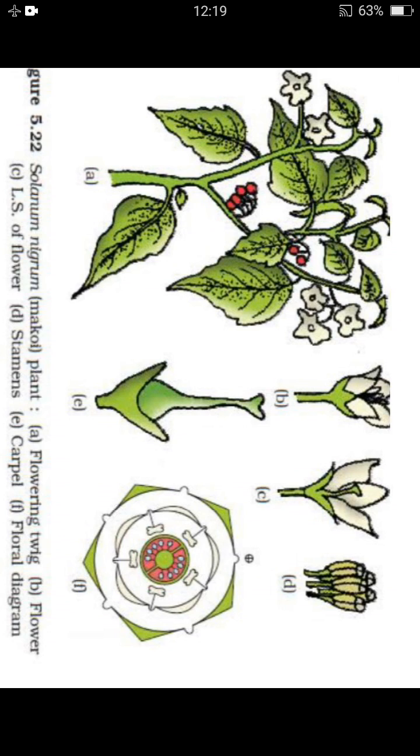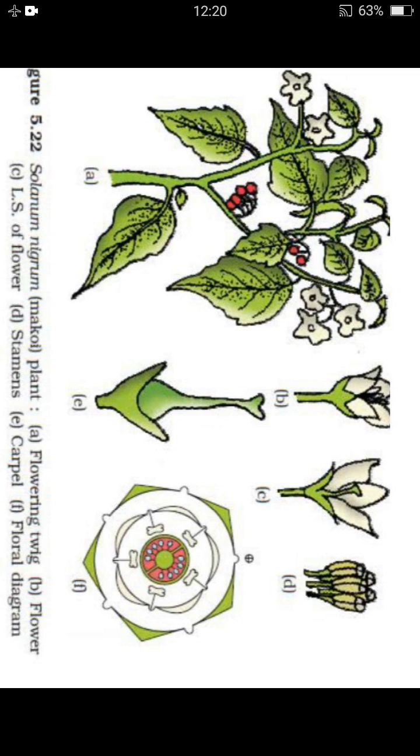Persistent sepals. Next, valvate estivation, where the sepals or petals are present side by side, just touching but not overlapping. That type of estivation is called valvate estivation. You can see it in diagram F, which you can see on the screen. Next, you can see another important characteristic.